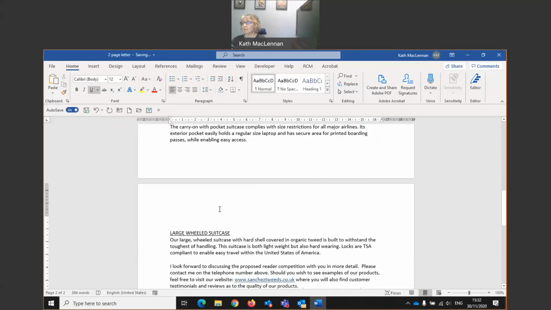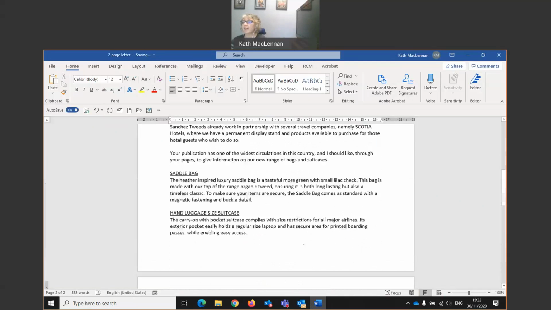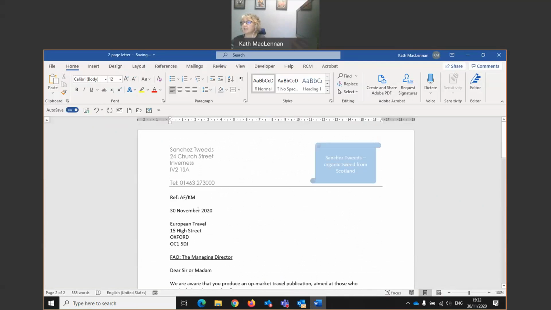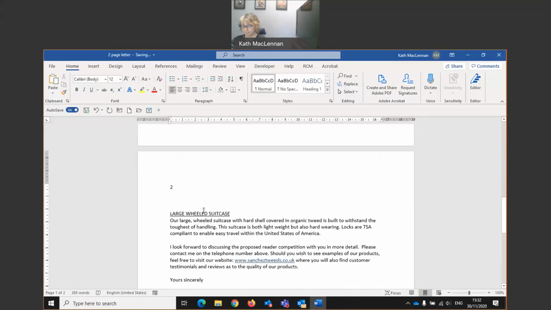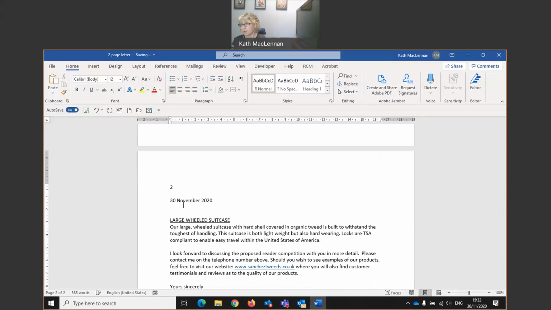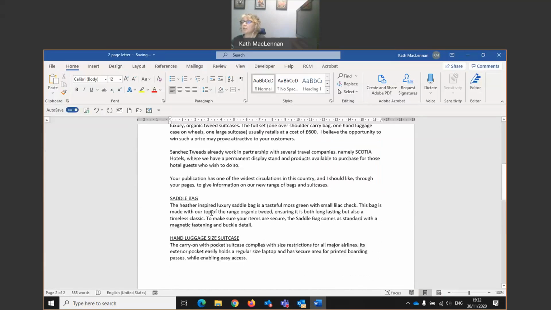On the second page of my letter, what I cannot do is just carry on typing like this. Okay, I need to make it known that it's the second page of a letter. So what I have to do is take the underline off, and then 2 enters, and then the date, 30 November 2020, and then 2 enters, and the name of the person or the company.